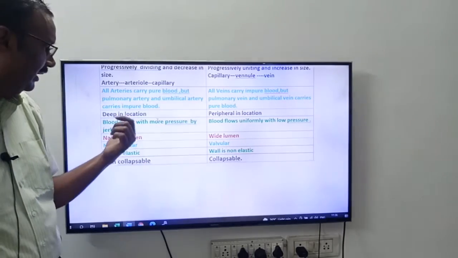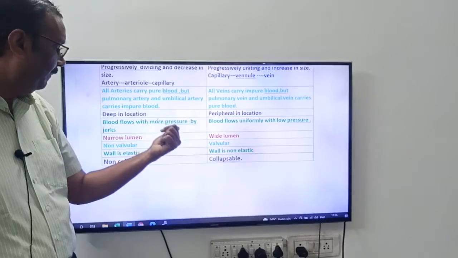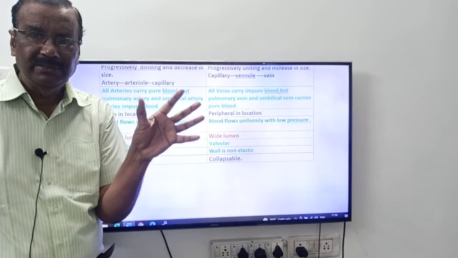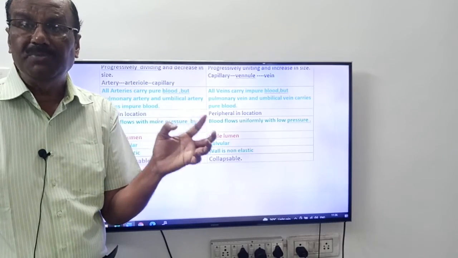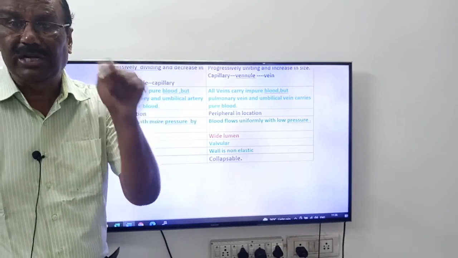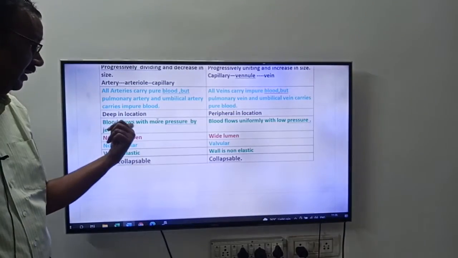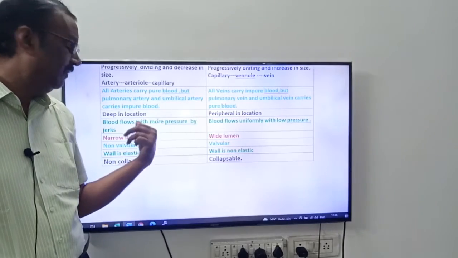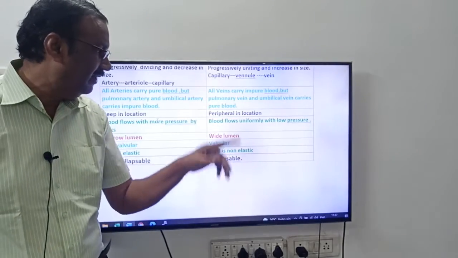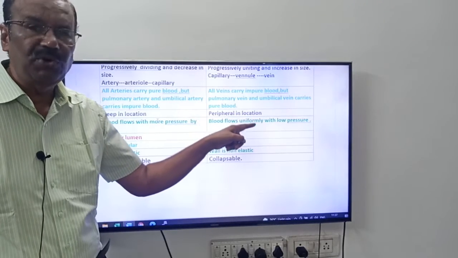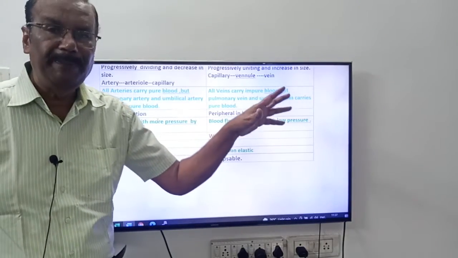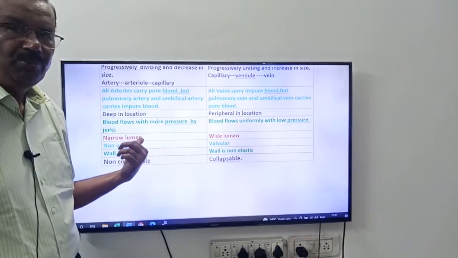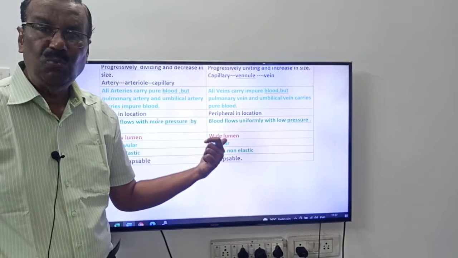Next friends, in arteries, blood flows with more pressure by jerks. You know friends, when ventricles contract during ventricular systole, blood comes out from the heart and enters into the arteries. So due to that, blood flows with more pressure. Blood flows with more pressure by jerks in arteries, whereas in veins, blood flows uniformly with low pressure. Okay friends? Next, arteries have narrow lumen friends, whereas veins have wide lumen.